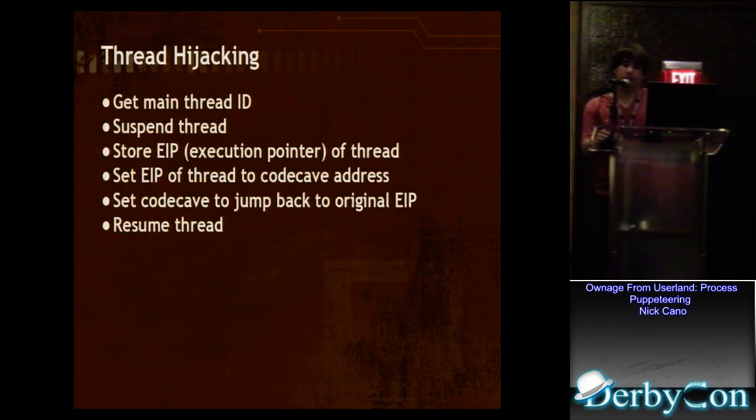So you're just going to get the main thread ID of the process which you're trying to inject the code into. You're going to suspend that thread, and then you're going to store the current execution pointer of that thread somewhere. You're going to set the execution pointer to the address of your code cave, which you've already allocated. You're going to set the end of the code cave to jump back to the original EIP that you stored, and then you're going to resume the thread. And this is basically making the process's main thread jump into your function and then jump back to where it was without having to lay down any actual code.